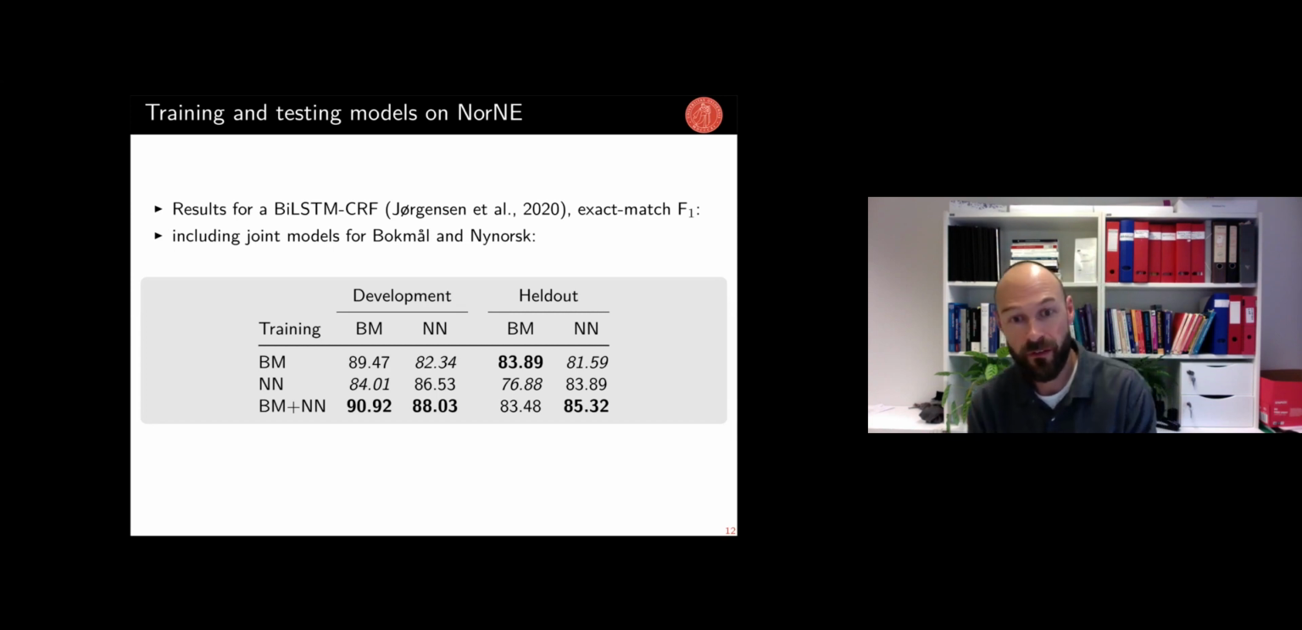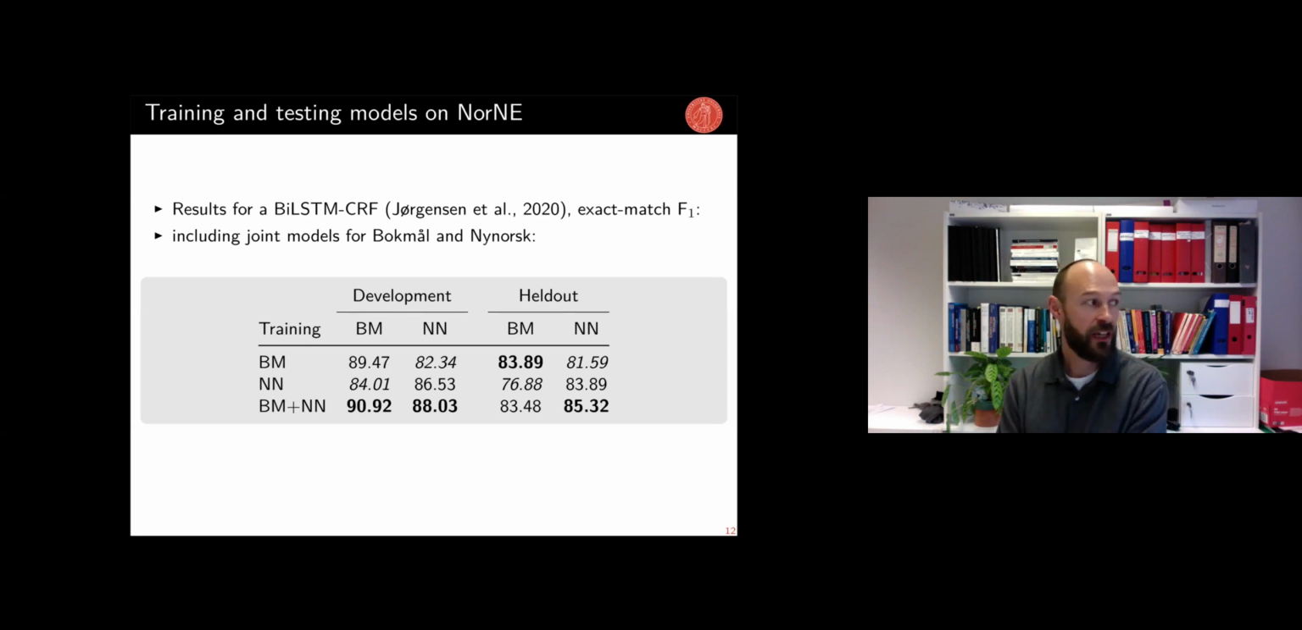One thing we're seeing here, if you look at the results in italics, is training models on one language variety, bokmål or nynorsk, and then testing on the other. If you look at the top row, in the top left corner, we have trained the model on the bokmål section and applied it to the bokmål test sets, both development and held-out. But in italics, we've also applied it to the nynorsk version. And what we see is that the results drop dramatically once we test the model trained on one language variety on the other language variety.